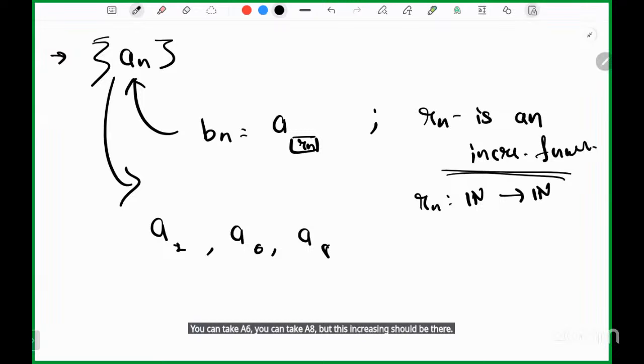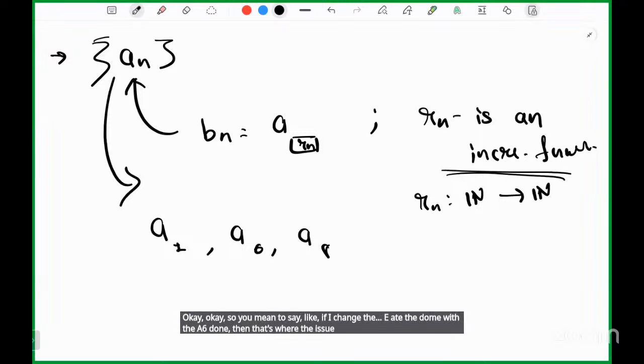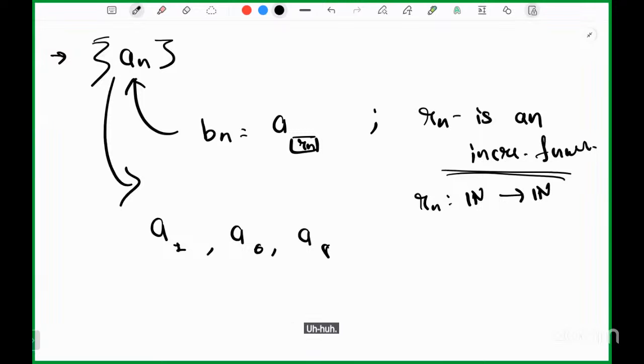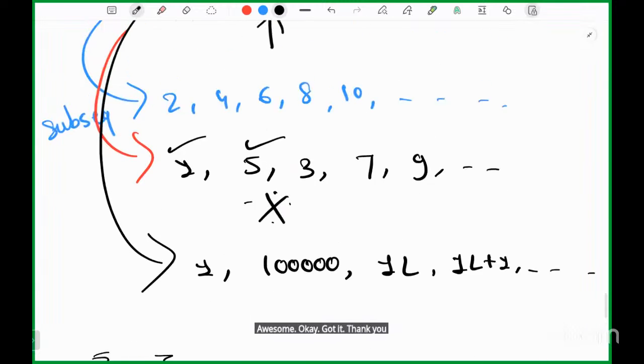Okay, so that makes sense. You mean to say, if I change the a8 term with the a6 term, then that's where the issue is. Okay, okay. That's the definition of a subsequence, choosing a subsequence. Okay, got it. Thank you. Okay.